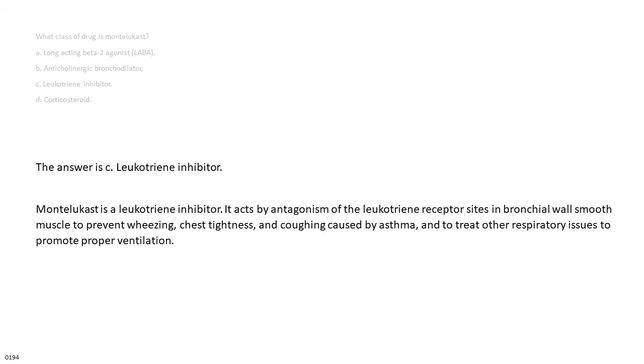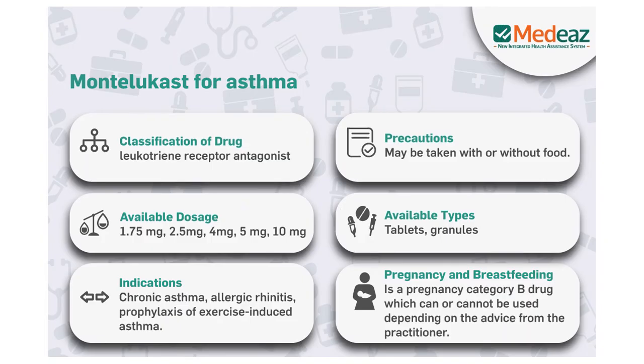The answer is C. Leukotriene inhibitor. Montelukast is a leukotriene inhibitor. It acts by antagonism of the leukotriene receptor sites in bronchial wall smooth muscle to prevent wheezing, chest tightness, and coughing caused by asthma, and to treat other respiratory issues to promote proper ventilation.